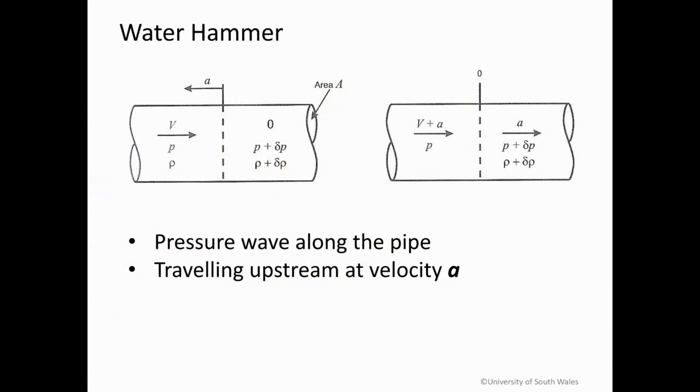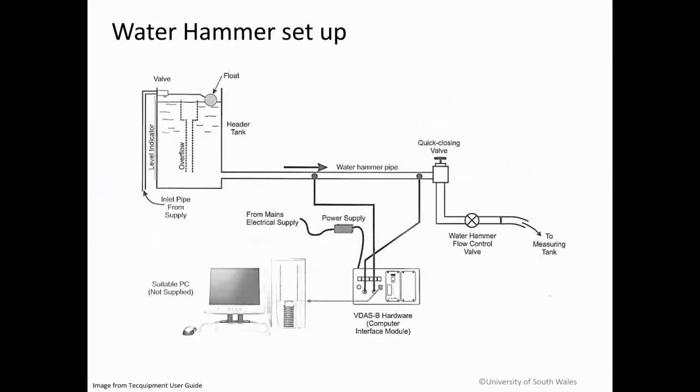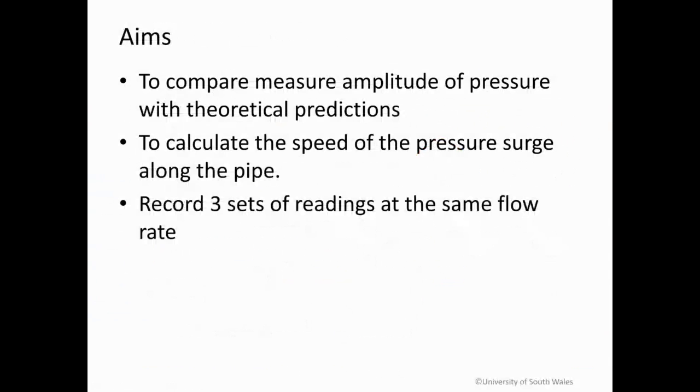Water hammer, again, we've looked at water hammer. Your second part of the experiment, which is the shorter of the two, is looking at a water hammer, and that uses a different setup in the system. There is a water hammer pipe, and in the system a quick closing valve. Part of this is to compare the amplitude of pressure with theoretical predictions. Again, you'll have theoretical values and actual values, and you will look at the variances between those.